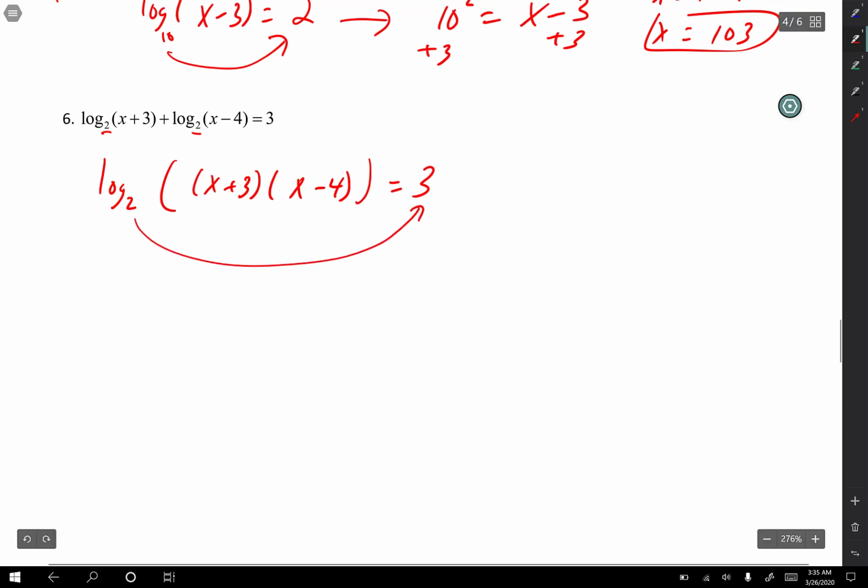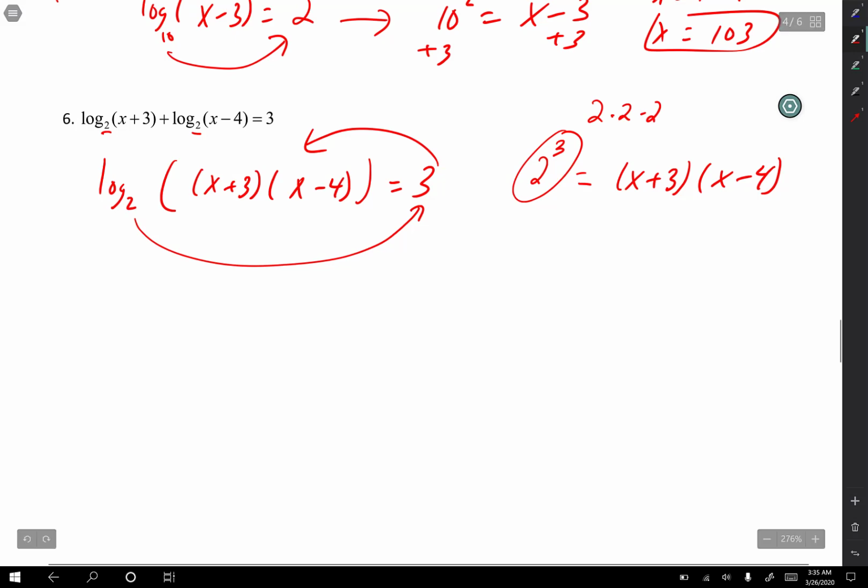So 2 to the power 3 equals the expression on the inside. So I'm going to write 2 to the power 3 equals the expression on the inside, x plus 3 times x minus 4. And no, you don't need a calculator for this, guys. 2 times 2 times 2. 2 times 2 is 4. 4 times 2 is 8. So I'm going to say 8 equals, and then x squared, and then minus 4x plus 3x. So that's going to be minus x, because the 4 is larger than the 3. And then 3 times 4 is a negative 12.